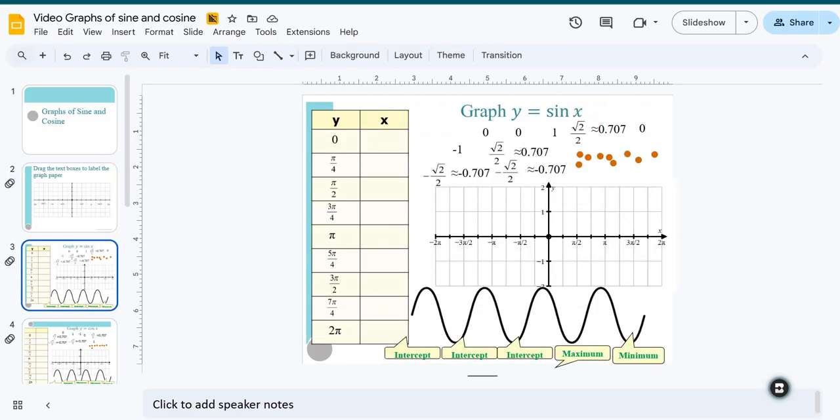Next up, we need to create our parent function. Remember that the parent function for any graph gives you the basic shape of what it's going to be. We can then apply transformations to that parent graph, but we have to start with a parent graph.